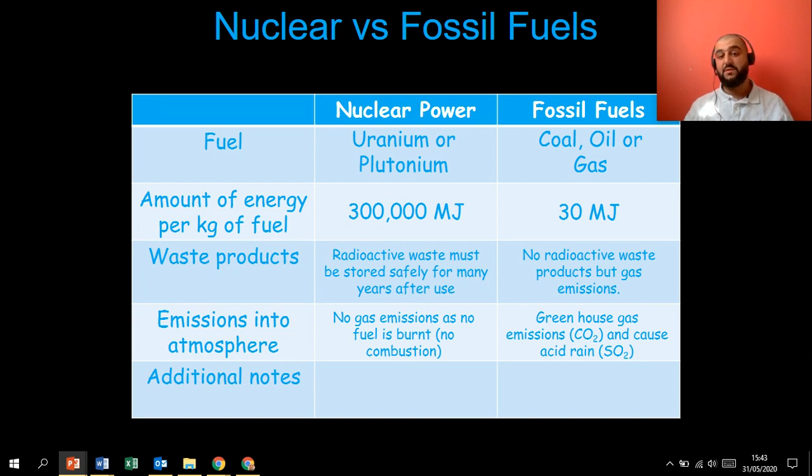Radioactive waste must be stored safely. However, the day-to-day running is not going to produce any emissions. And then it goes on to say here, obviously, no gas emissions as no fuel is burnt, whereas with the traditional fossil fuels, whether that be a power plant or whether that be us burning diesel and petrol in our cars, then we're producing the CO2 and the SO2, and that has a massive effect, as we already discussed.